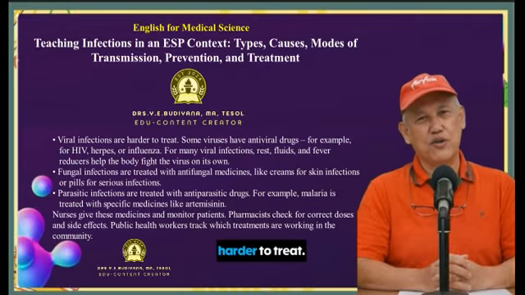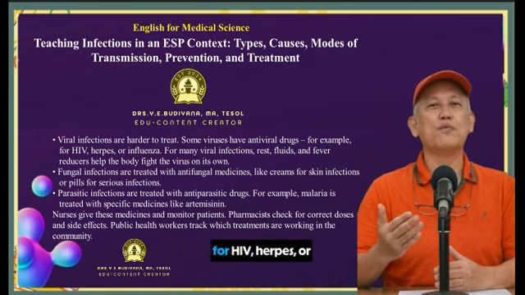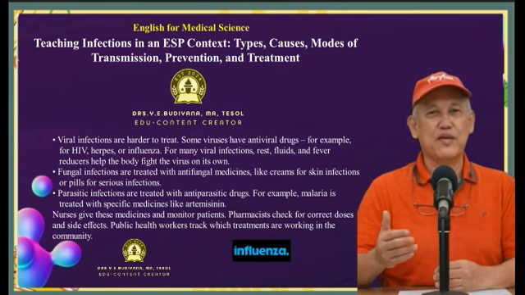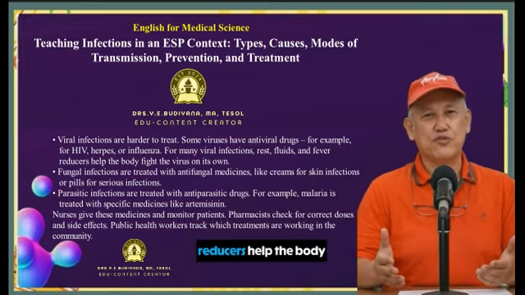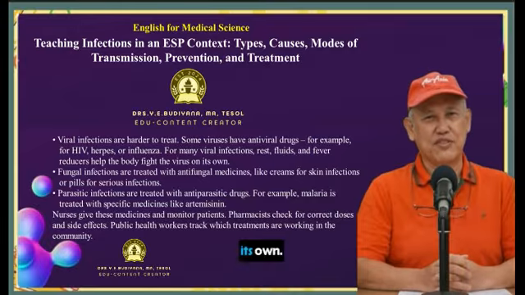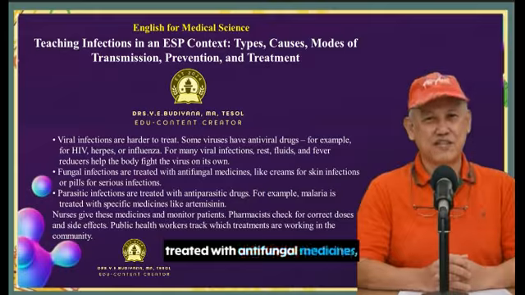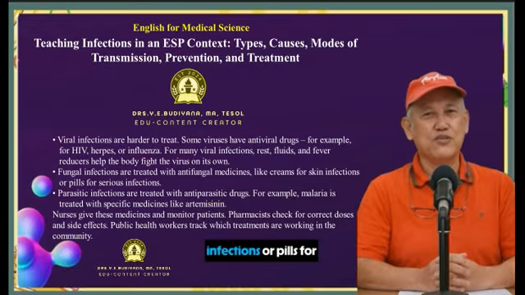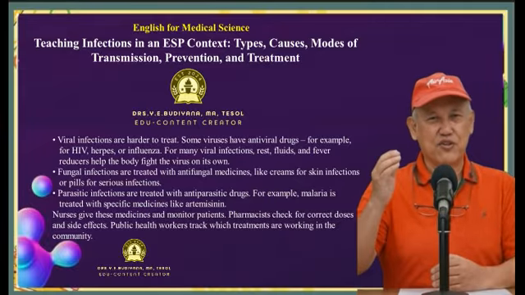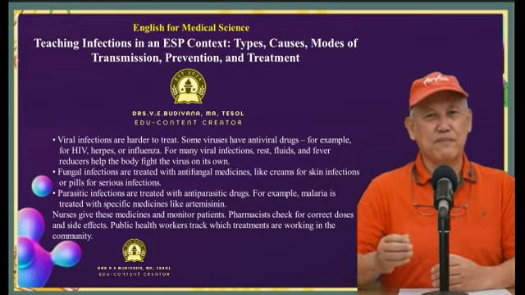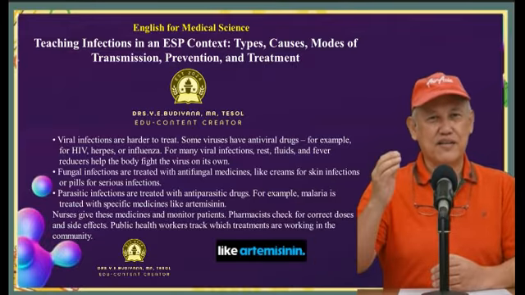Viral infections are harder to treat. Some viruses have antiviral drugs, for example for HIV, herpes, or influenza. For many viral infections, rest, fluids, and fever reducers help the body fight the virus on its own. Fungal infections are treated with antifungal medicines, like creams for skin infections or pills for serious infections. Parasitic infections are treated with antiparasitic drugs. For example, malaria is treated with specific medicines like artemisinin.